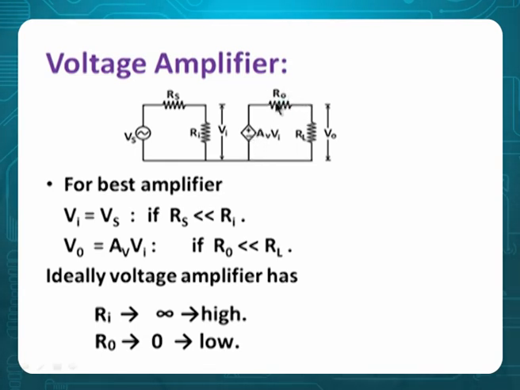But what is the biggest challenge for us? How to achieve the maximum output? For a best amplifier, Vi should be approximately Vs. That's possible only when Ri is very, very high. V naught should be very large. That's only possible when R naught is low. Therefore, Ri should be high, R naught should be low. Of course, voltage gain should be high. So Ri should be high, R naught should be low, and voltage gain high. That's the best characteristics we expect of an amplifier.